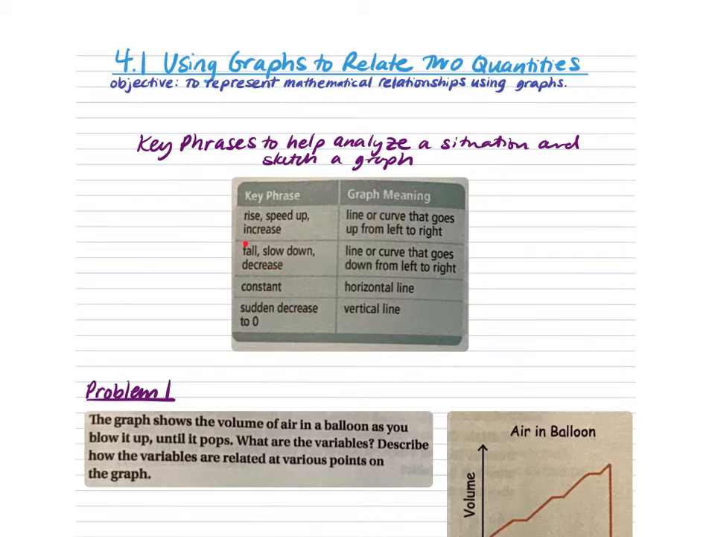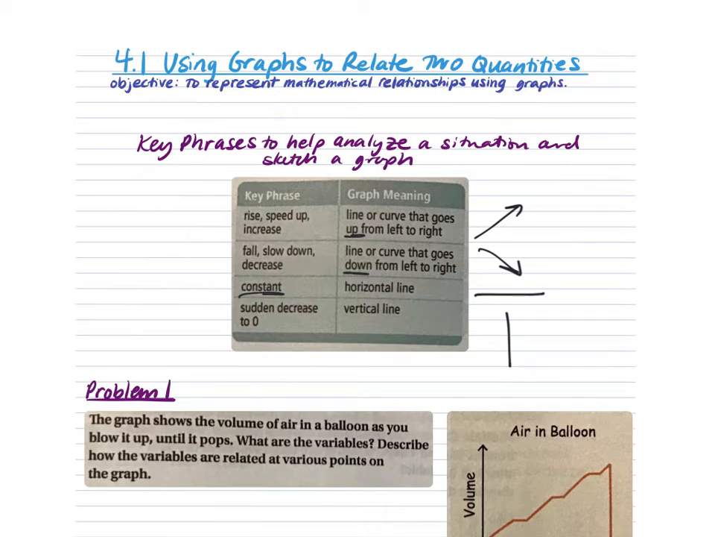A decrease, or the word fall, slow down, would be a line. Let me just draw these. This would be an increase, this would be a decrease, going down from left to right. And then a constant would just be a horizontal line, right? Nothing's changing as you go left to right. And then a sudden decrease to 0 would be a vertical line.